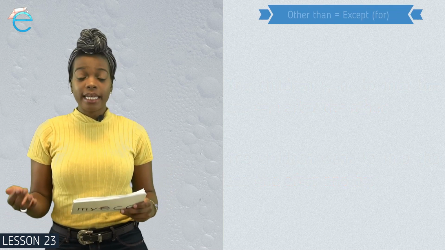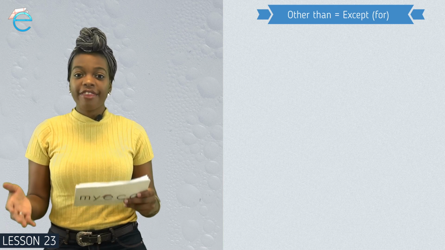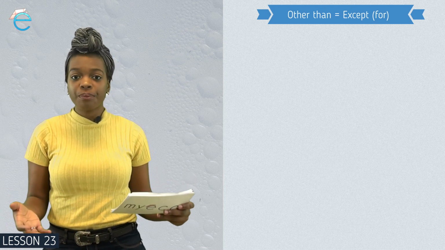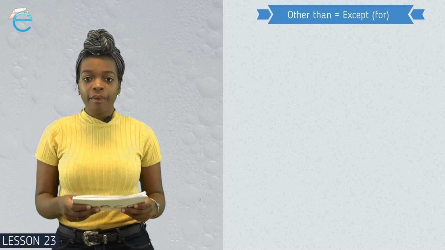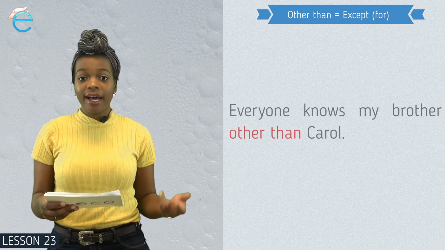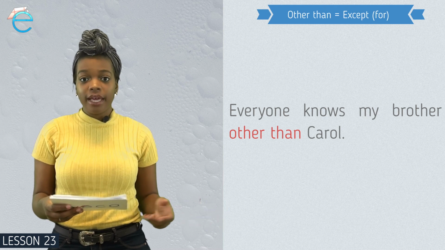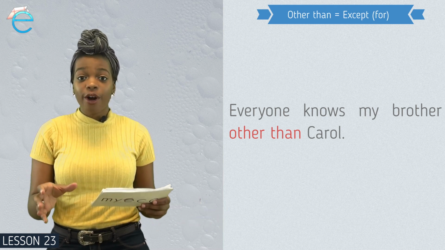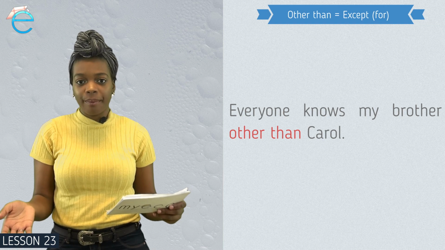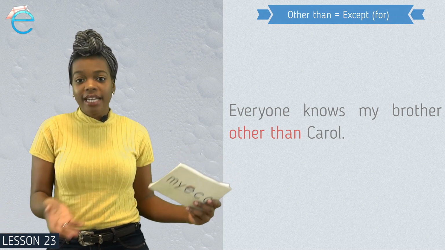Other than and except for have the same meaning. They show differentiation or distinction between two groups. They show that something is separate or different from another group. For example, everyone knows my brother other than Carol. So this means that Carol is the only one who doesn't know my brother. Everyone else does know my brother.